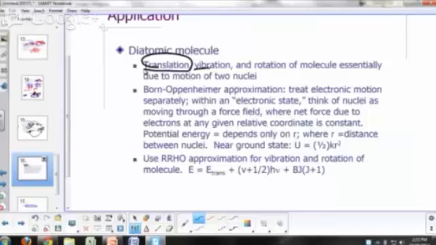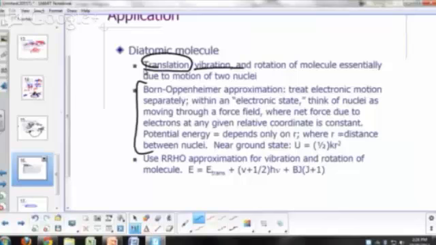Okay? Vibrational energy, the internal motion, and the rotational motion for the molecule are pretty much keeping track of the movement of the two nuclei. So when we talk about translational energy, vibrational energy, and rotational energy of a molecule, we're talking about the movement of the nuclei.